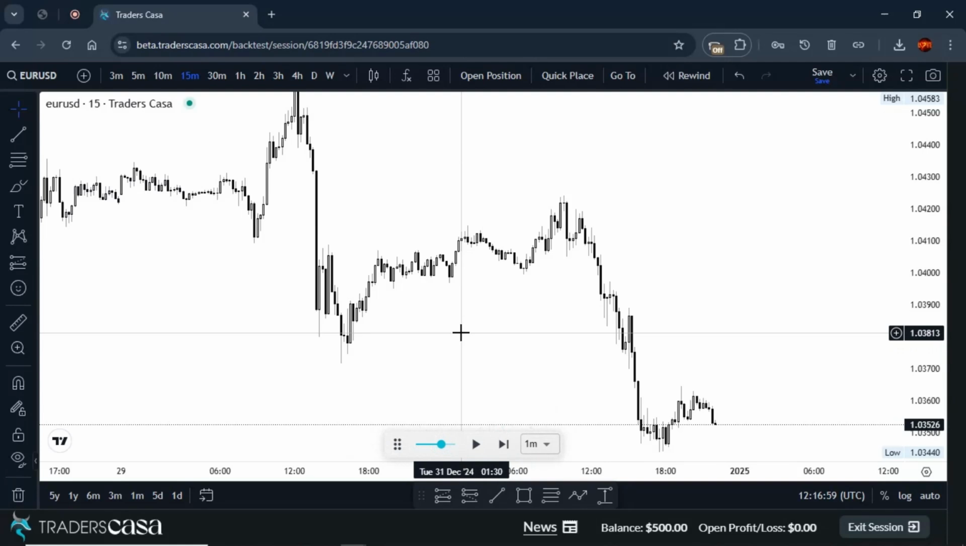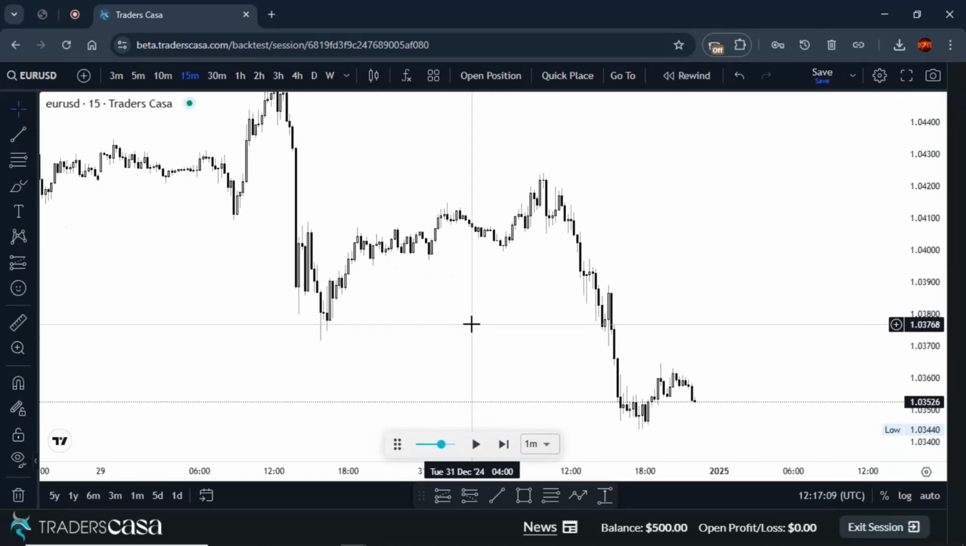Now, I believe each and every one of us knows that every independent trader out there has their specific strategies that they use to tackle the market, to maneuver and make profits. So on that note, I'm going to be trading with my own strategy.